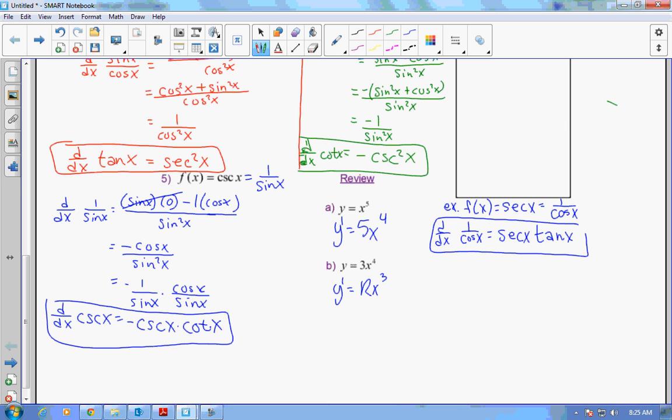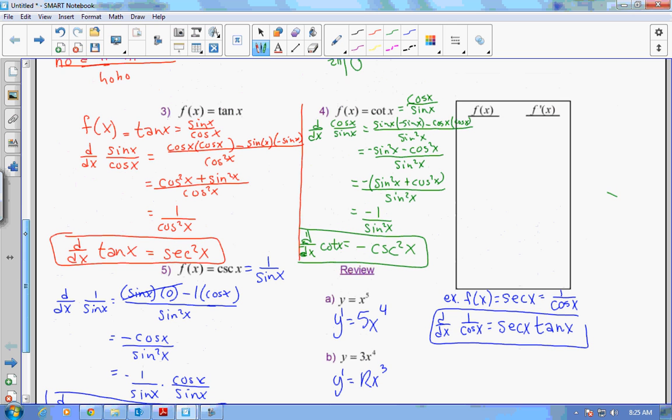Okay, in this box we're going to list all of the trig functions that we just got. There are 6 of them, so make sure you are using your space so you can fit 6. The derivative of sine equals, what's the derivative of sine? Cosine x. The derivative of cosine is not sine. Those don't just go back and forth. It is negative sine x.